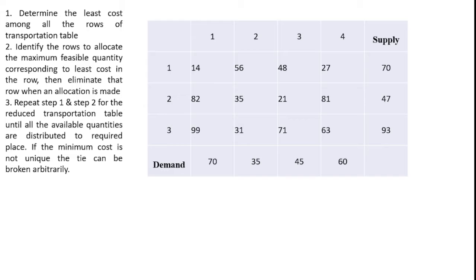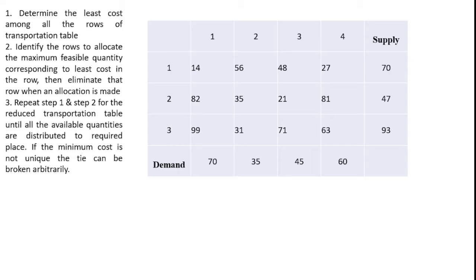First, determine the least cost among all the rows of the transportation table. Here, on the right-hand side, there is a transportation table available. I compare all the values in that table. Here 14, 56, 48, 27, and in the second row 82, 35, 21, 81, and in the third row 99, 31, 71, 63 are available. According to these values, 14 is the minimum value. So from the available table values, 14 is the least cost among all the rows of the transportation table.